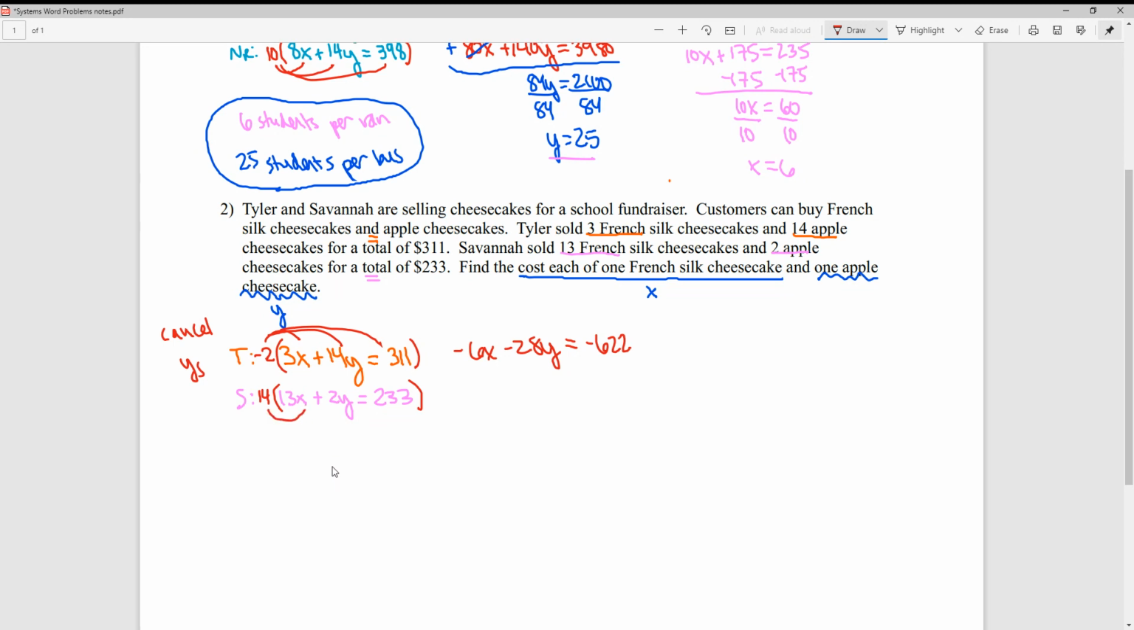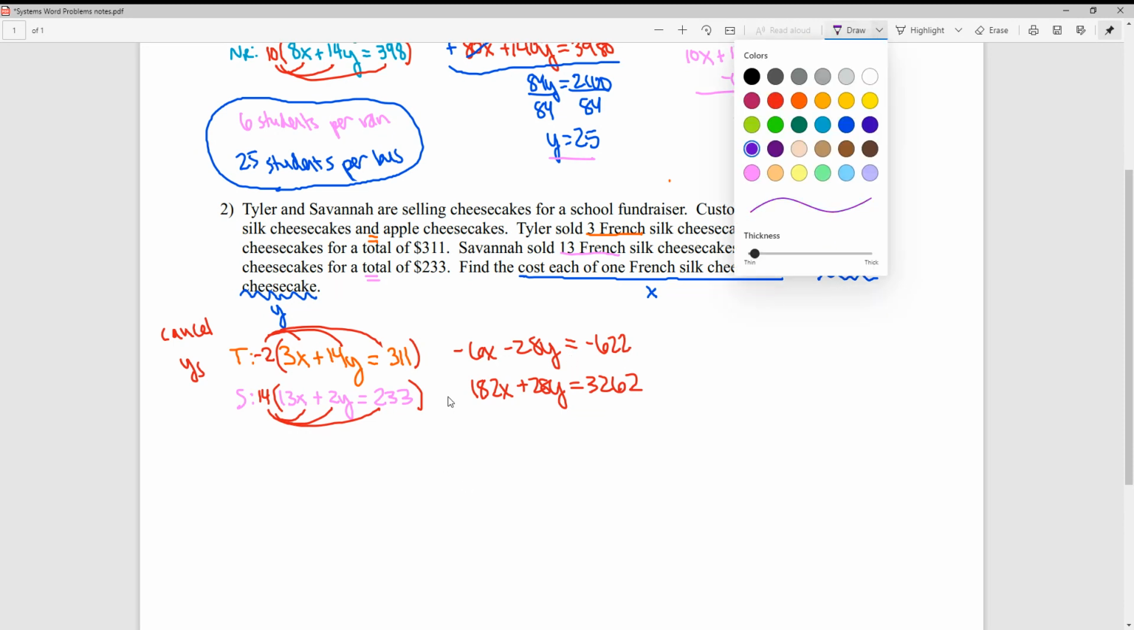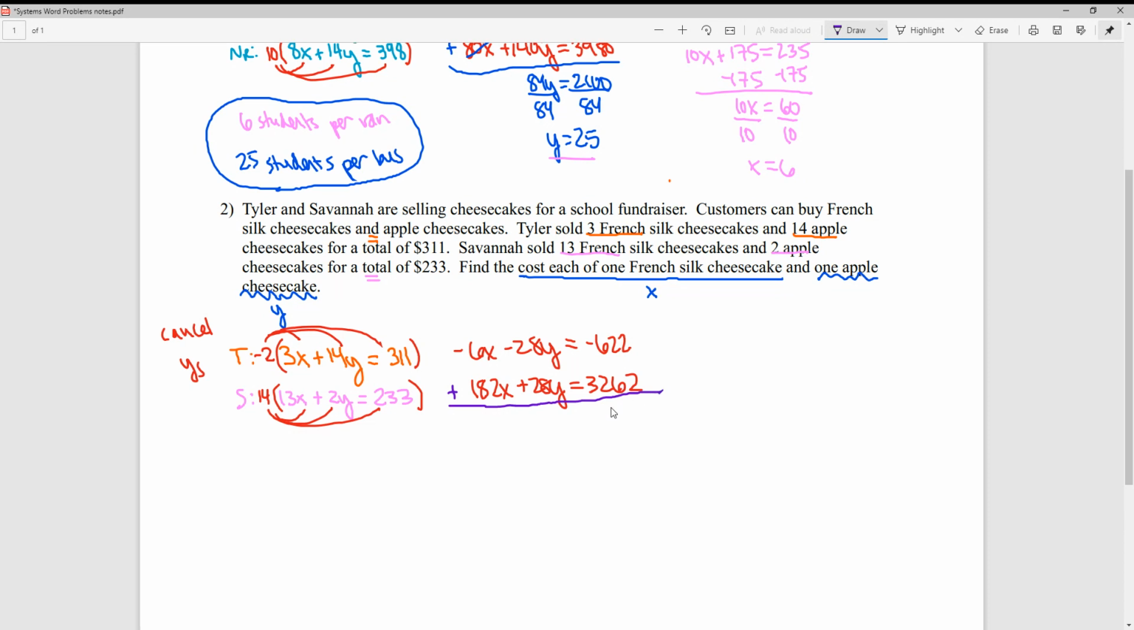Bottom equation, some bigger numbers here. Feel free to use a calculator. 182x plus 28y equals 3,262. Okay, something should cancel. Let's see if it does. Add your equations together. Negative 6 plus 182 is 176x. Negative 28y plus 28y, those cancel, equals, and then when I add the numbers together, I get 2,640.